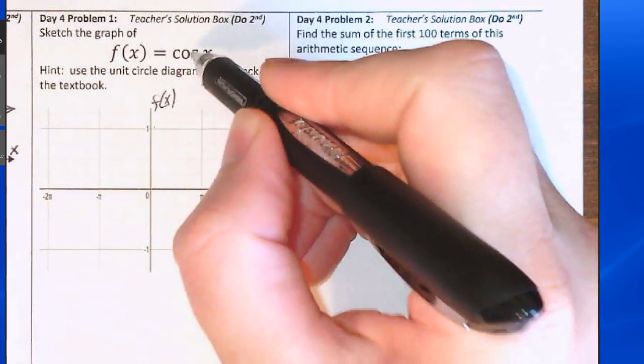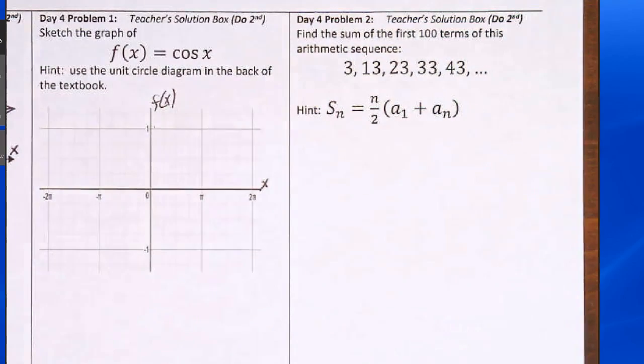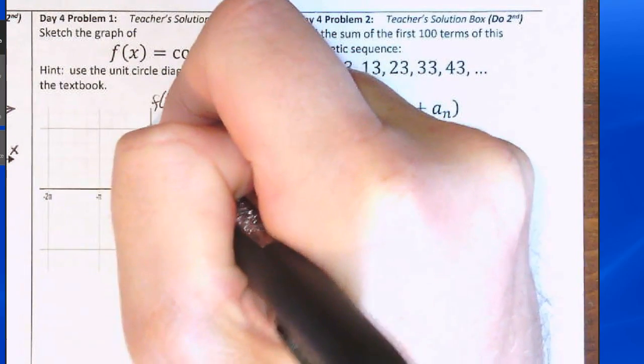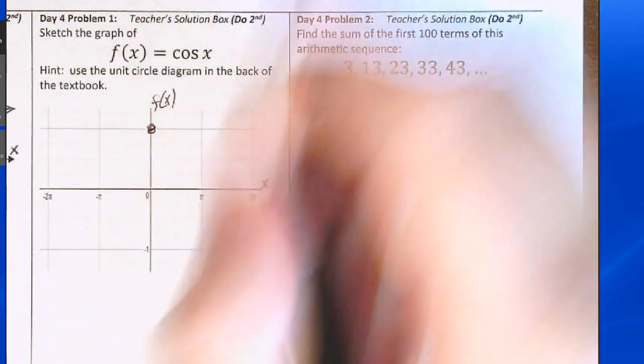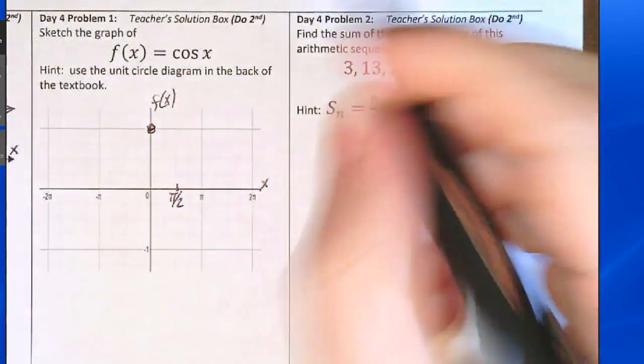Let's start by figuring out the cosine of 0. Using the unit circle, finding 0 on the unit circle, and then looking at the x-coordinate of that point, we see that the cosine of 0 is 1. Next, let's find the cosine of pi over 2.